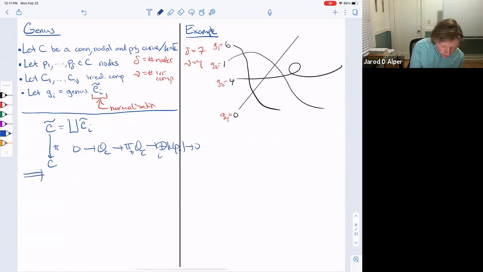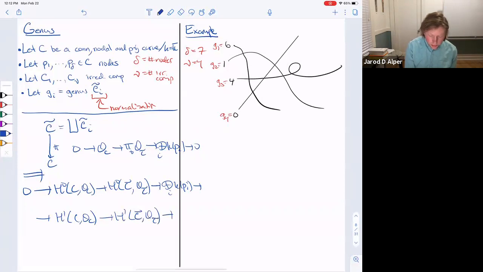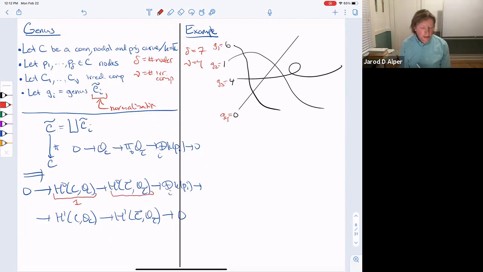And therefore, just taking the standard long exact sequence, you get the following long exact sequence, H0 of C, O_C. I'll just write it out. And then there's no H1 in the final term because it's a sheaf with dimension zero support. And so we just look at the dimensions of these components, right? So we're assuming C is connected, so this is one dimensional. C tilde is not necessarily connected. The number of connected components is precisely the number of irreducible components of the original curve. This is mu. And here we're taking the direct sum over all the nodes.